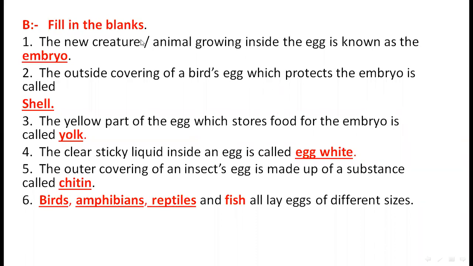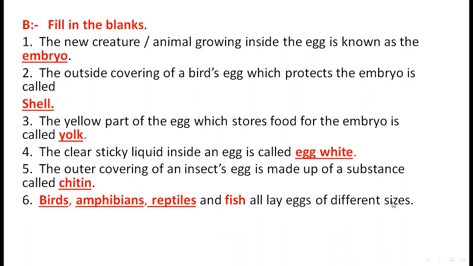Again, here you see the new creature growing inside the egg is known as the embryo. Number two, the outside covering of a bird egg which protects the embryo is called shell. Number three, the yolk. Number four, egg white. Number five, the outer covering of an insect's egg is made up of chitin. Number six, birds, amphibians, reptiles, and fish all lay eggs of different sizes.